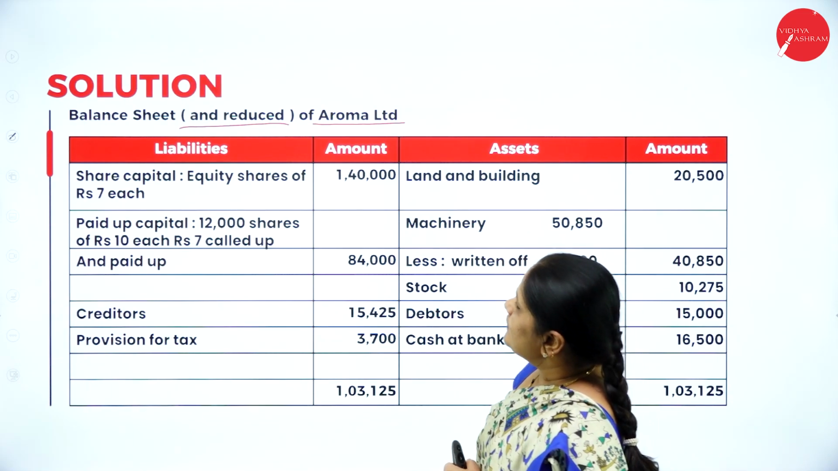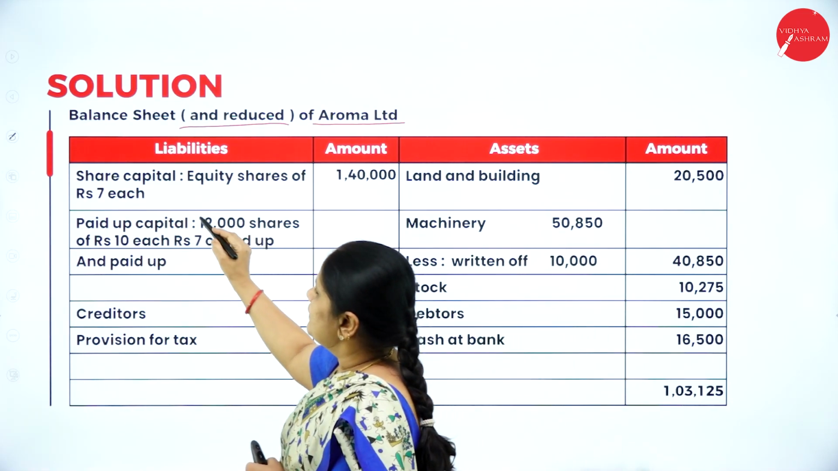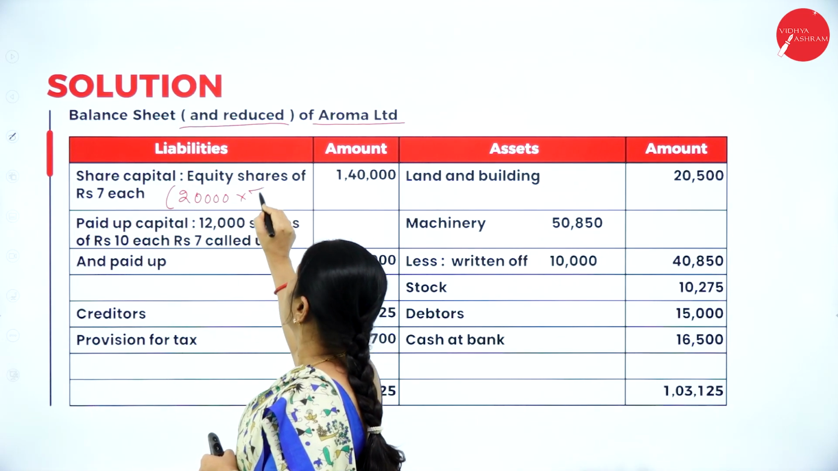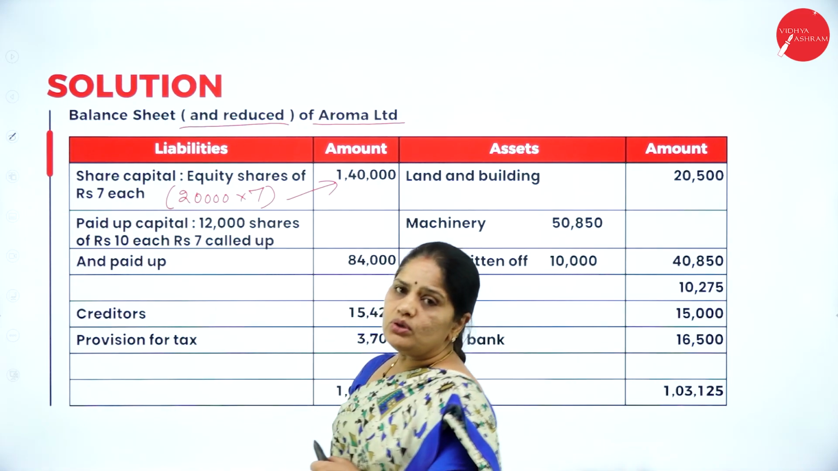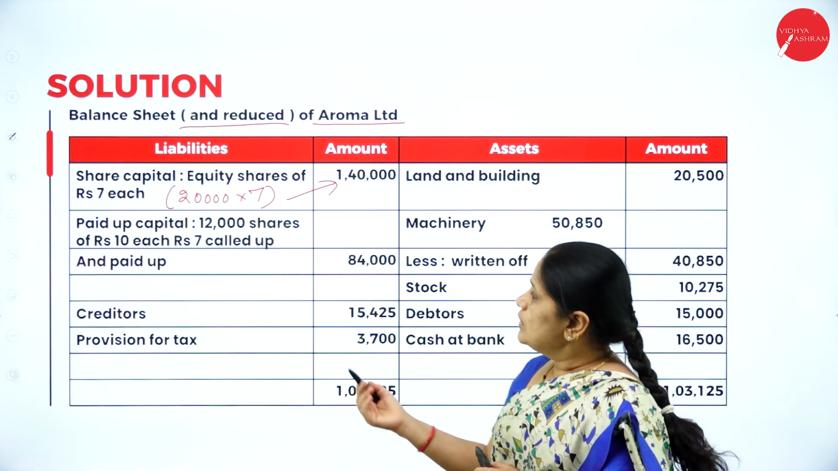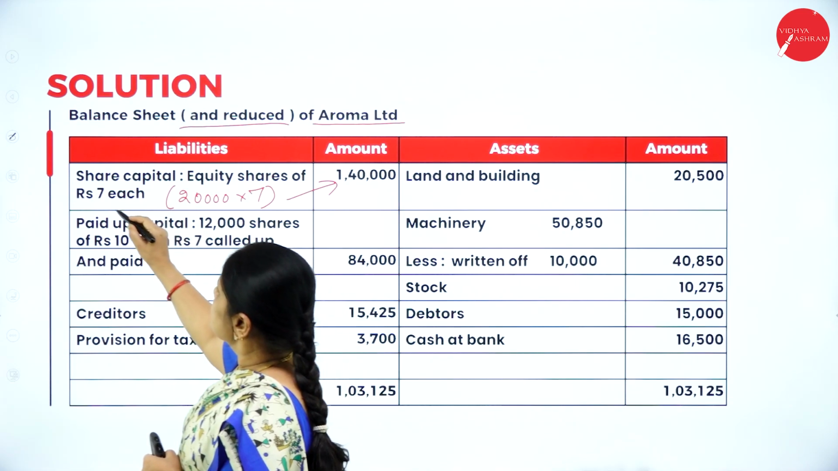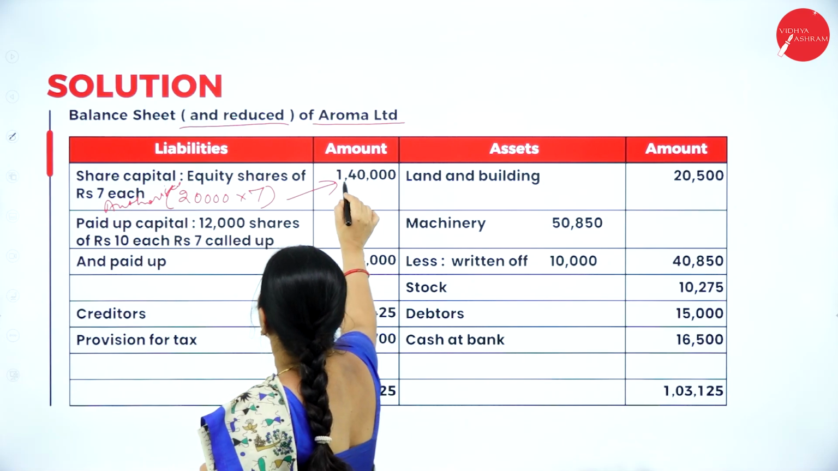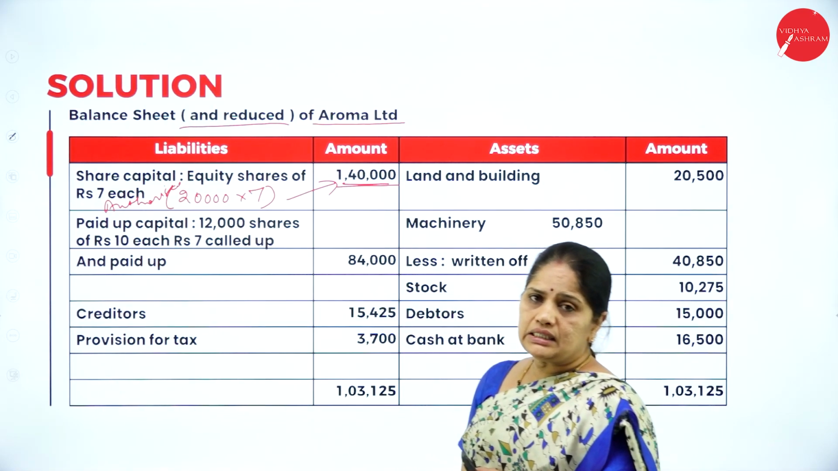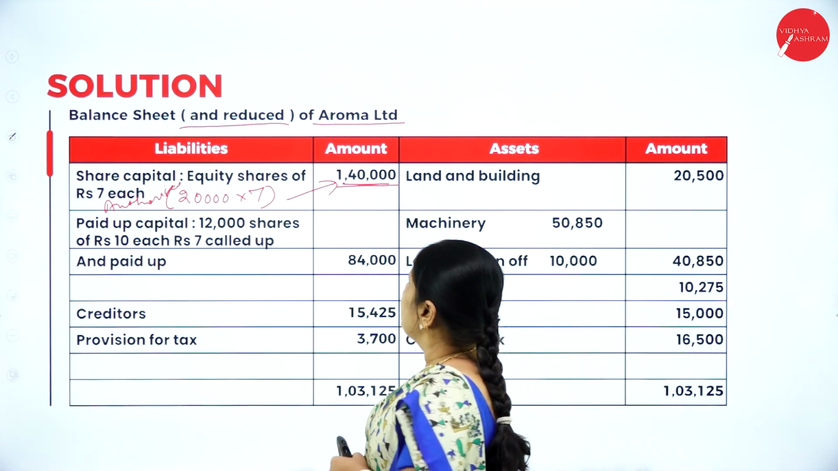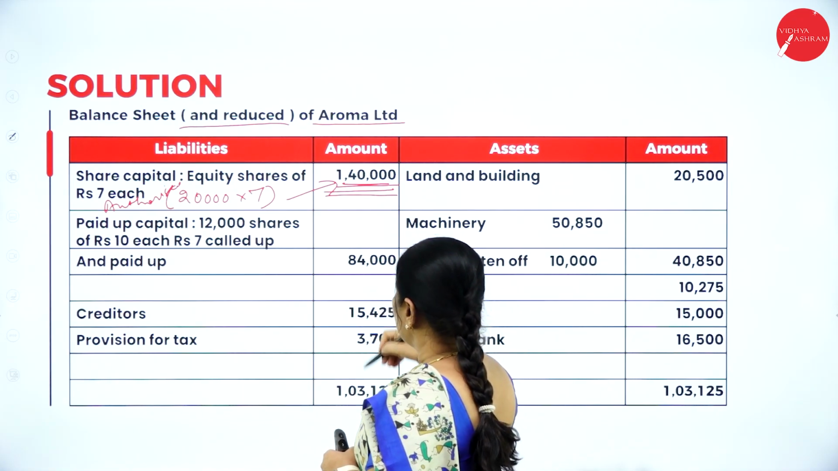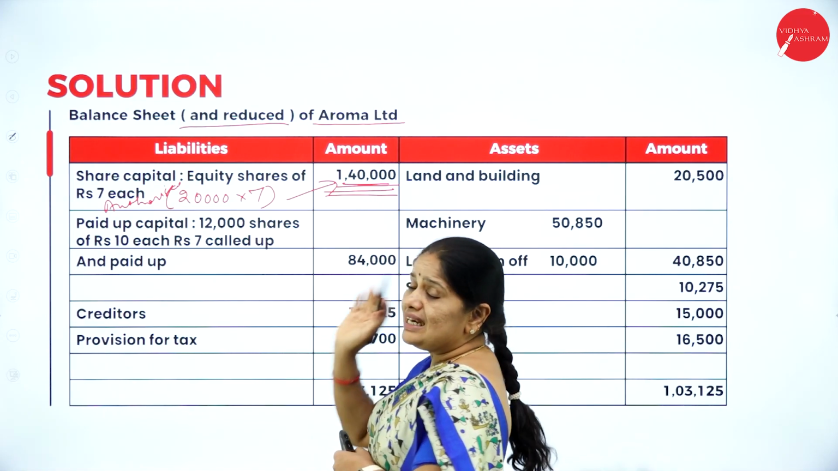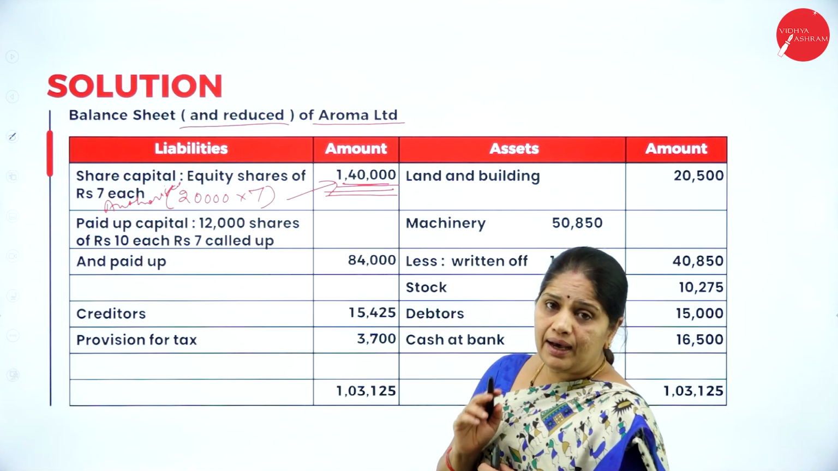Then next we have equity shares of rupees 7 each. So that is 20,000 shares into 7 rupees. So that comes up to 1,40,000. So this is nothing but the authorized capital, 1,40,000. Next, the paid up capital. So this money, you will not be adding it to the total. So this you can underline it and you need not add it to the total of the balance sheet.